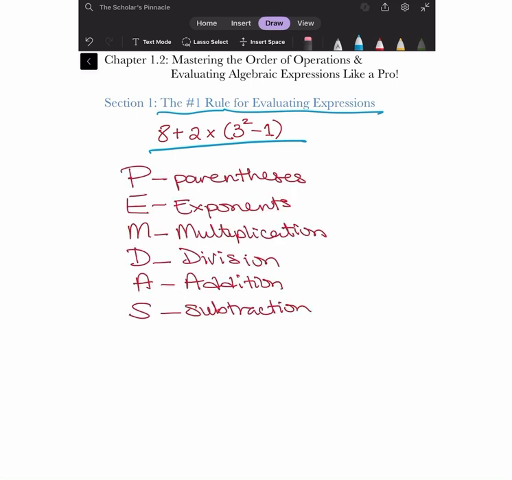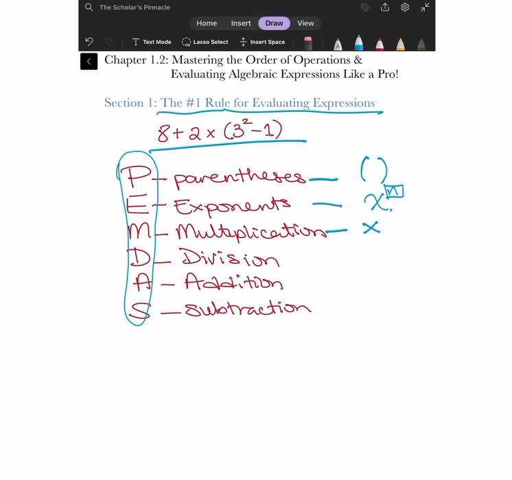Let's go! So, the moment you've all been waiting for. The number one rule for evaluating expressions in algebra is called PEMDAS, with P standing for parentheses, also symbolized this way. E stands for exponents, so x to the n being the exponent. M stands for multiplication, represented by this, not to be confused with that. So keep that in mind.